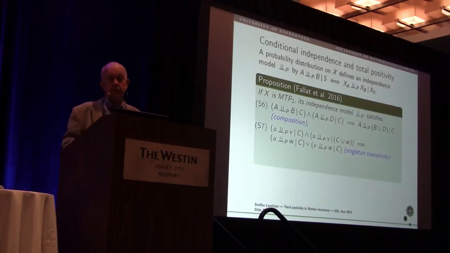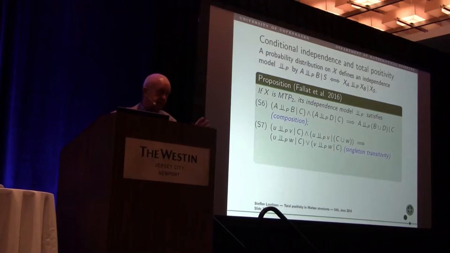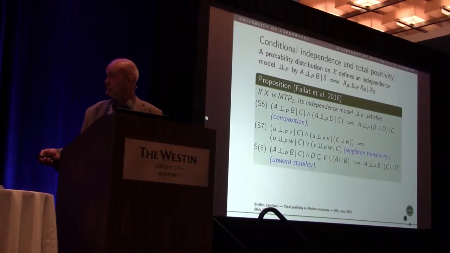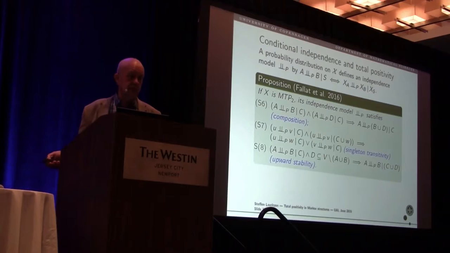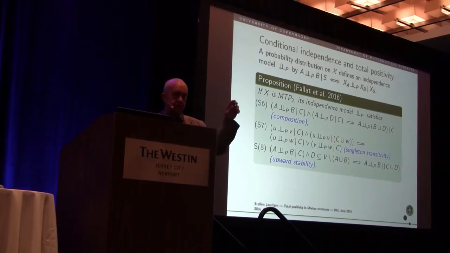This property can be quite important for certain types of learning algorithms of the PC algorithm type. And finally, it has upward stability. Every time you condition on something more, if you have a conditional dependence and you make a further conditioning, it remains a conditional dependence. This is a bit like no Simpson's paradoxes, so that an association cannot suddenly change sign.